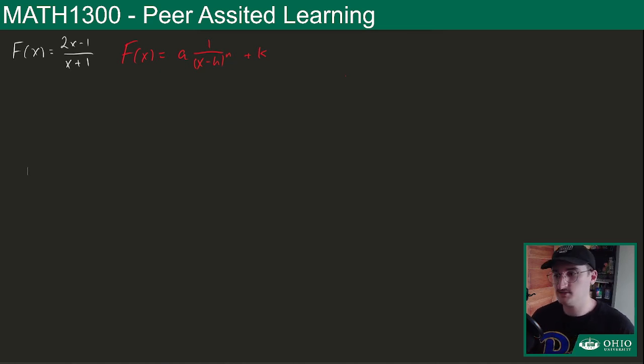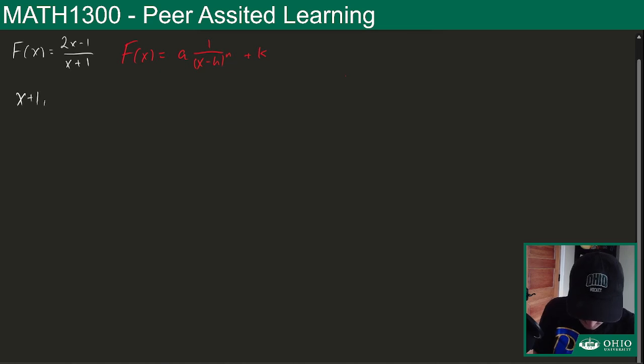So the thing that makes this problem tricky is that up here at the top, I have the form in red that we want to have our function in before we can actually go through and identify the values of h, a, and k. But the function we're given is not in this form. So we have to do a little bit of extra work to put it in the form we want. And the way we can do this, at least in this scenario, is with synthetic division. So what we can do is take our function and divide it.